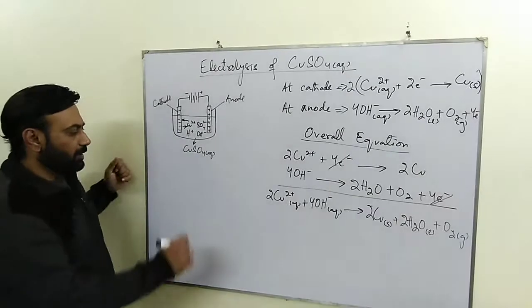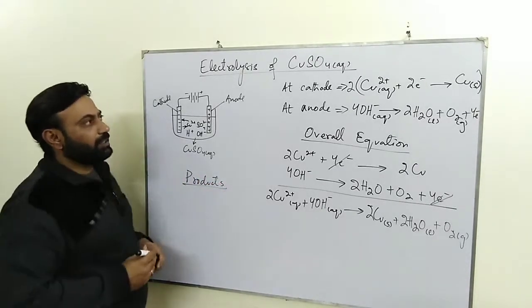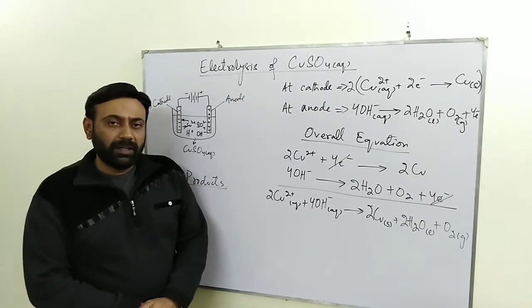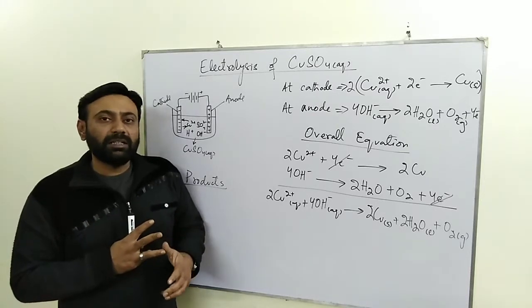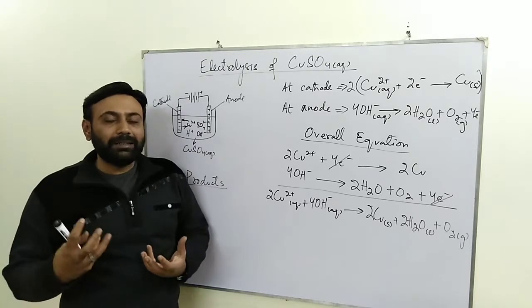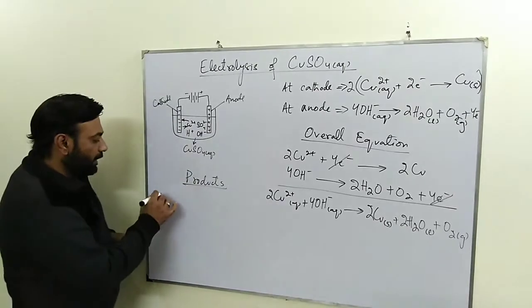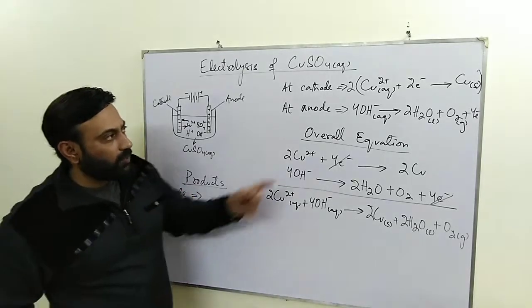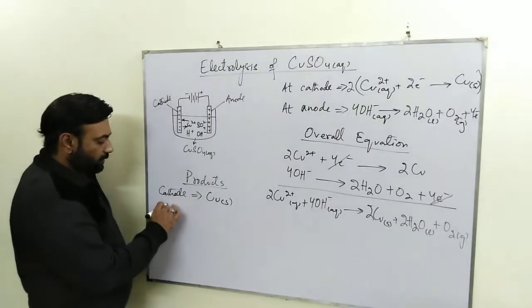Now let's move on to the products. During the electrolysis of aqueous solutions of ionic compounds, we get three different products: one at the anode, one at the cathode, and the third one is in the solution, what remained in the solution after the electrolysis has been completed. So at the cathode, we can see the product of the cathode equation is solid copper. So copper solid is the cathode product.